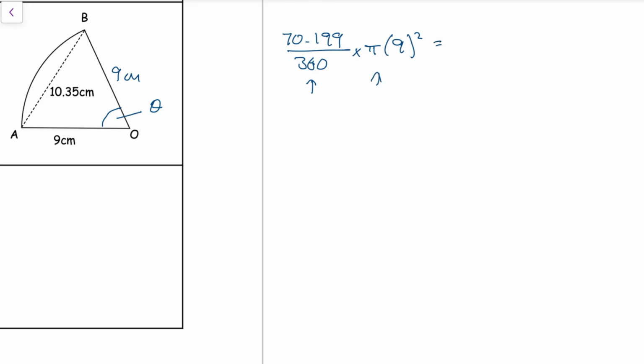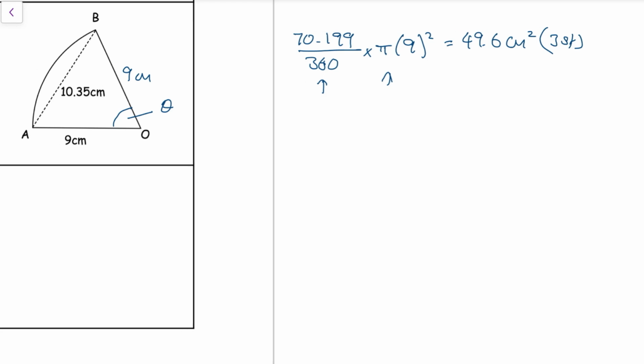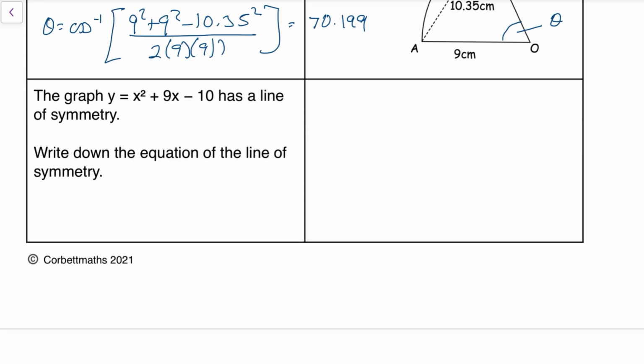Put all that in my calculator, and I get 49.6209, etc. And I'm just going to call that 49.6 centimetres squared to 3 sig fig. Now, if it doesn't say, 3 sig fig is almost always the right sort of rounding to do. Obviously, if it does say do something specific, then do the specific thing.